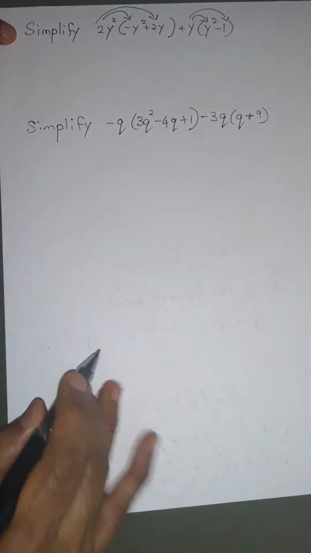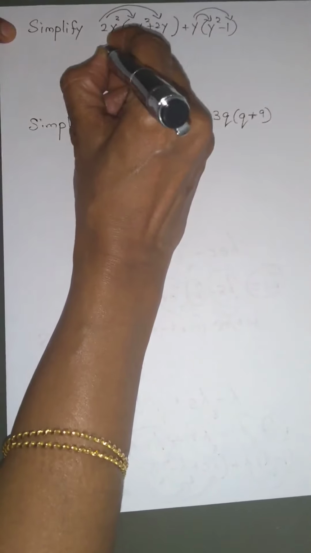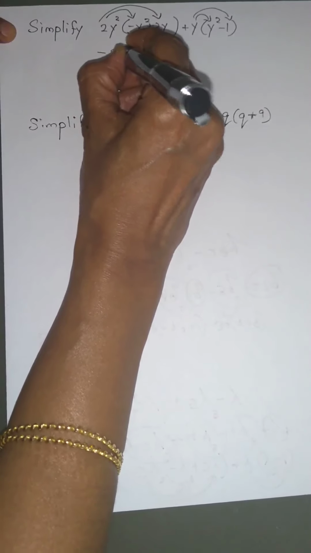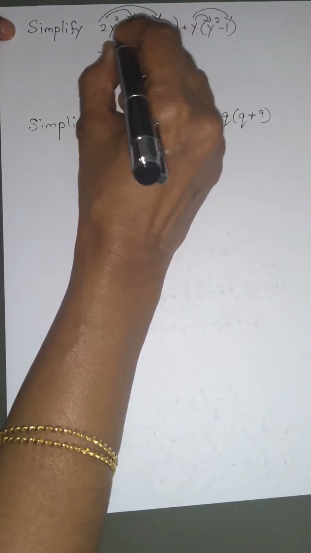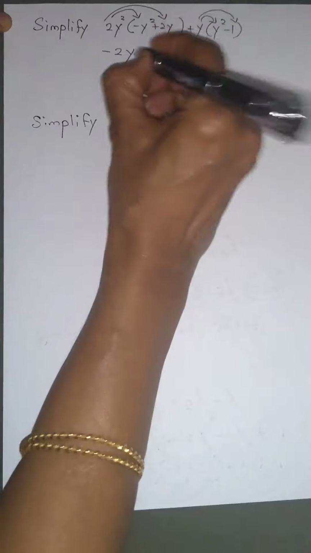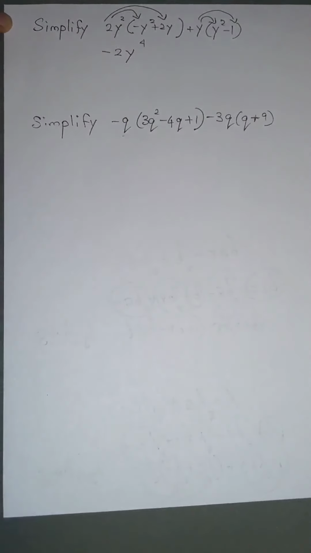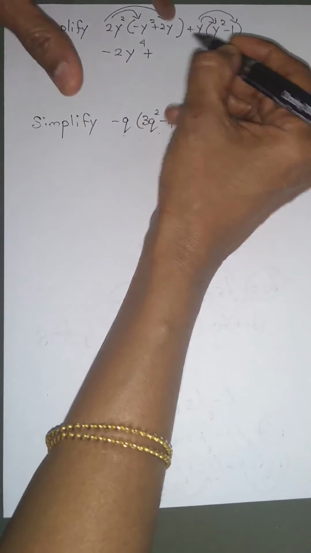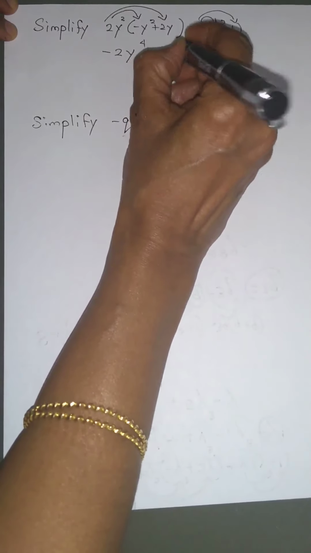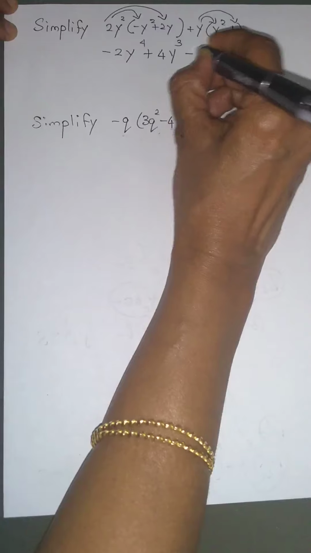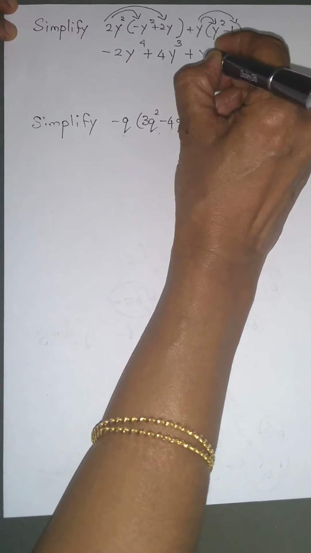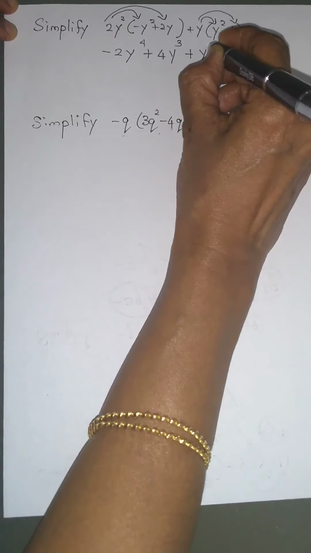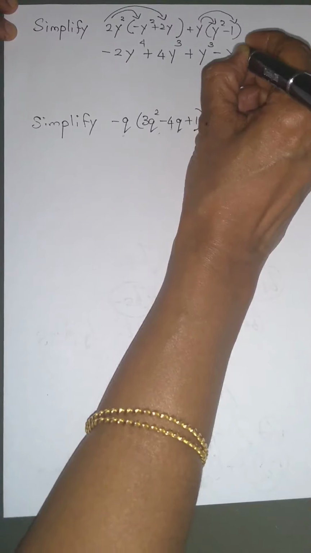Let's do that. So the first term would be negative 2y, and when I multiply the same base, I have to add the exponents, so it's going to be y to the 4. And the second term would be positive. I'm multiplying 2 by 2, it's going to be 4y cubed. And then the second bracket, it's y, 1 and 2 gives me 3, and negative y.